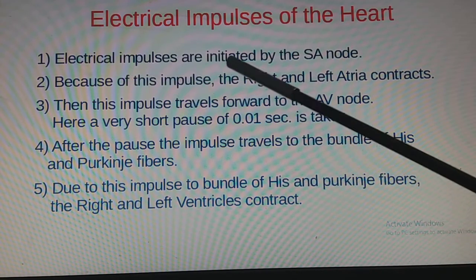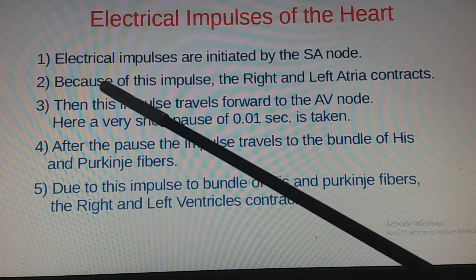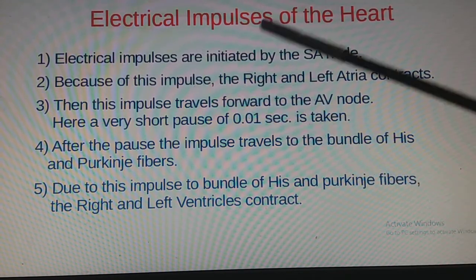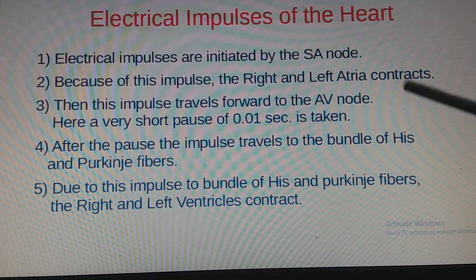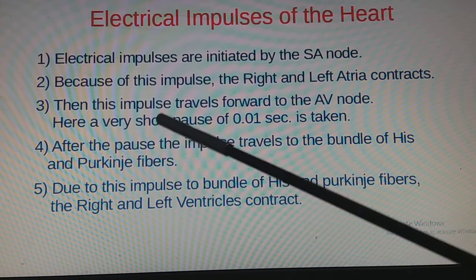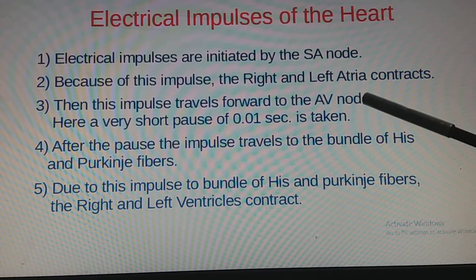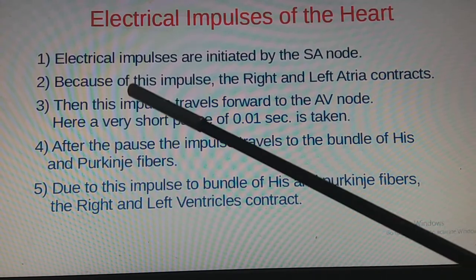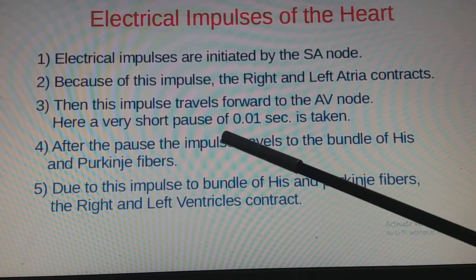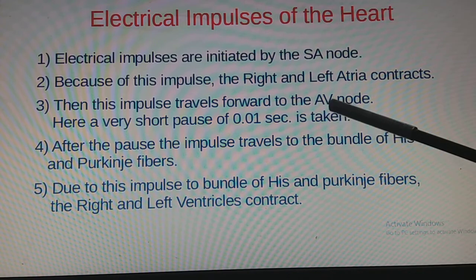Electrical impulses are initiated by the SA node. Because of this impulse, the right and left atria contract. Then this impulse travels forward to the AV node. Here at the AV node, a very short pause of 0.1 second is taken.